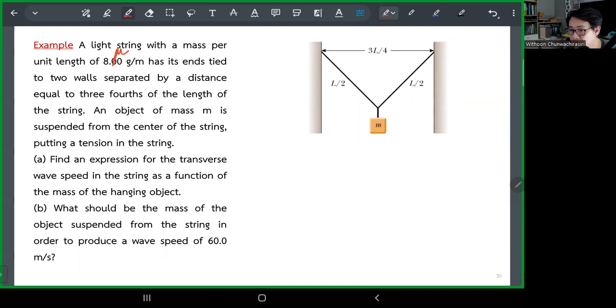Part A, find an expression for the transverse wave speed in the string as a function of the mass of the hanging object. So the idea is you hang the mass in the middle, pull down the string, give it some tension, and you would like to generate a pulse of wave. For example, you might just flick your finger on the string, so there will be a wave traveling out. They want to know the expression for the speed of that wave that you just generated, traveling on that string, as a function of the hanging mass, m.